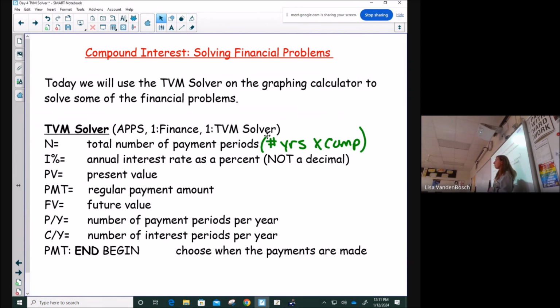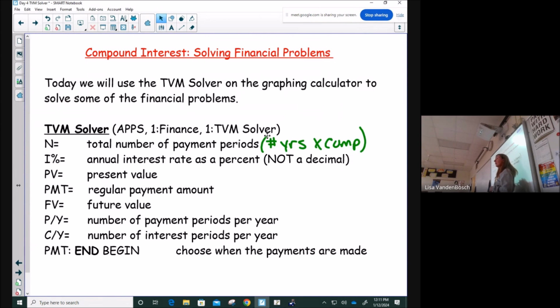PV is the same thing as in your compound formula. It's the same thing as your P. It's what you're putting in. In your annuity formula, well, it's kind of different because that would be your R. So PV is not in your annuity formula, so we can't talk about that one. It's your present value, how much you're putting in.